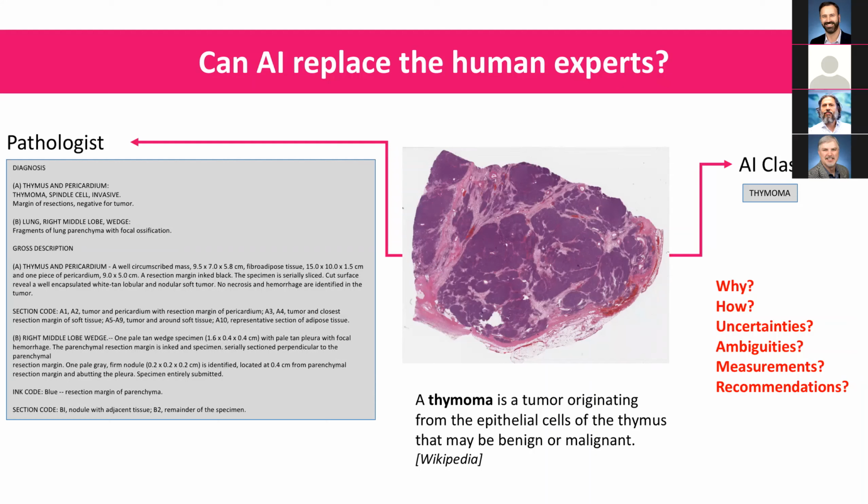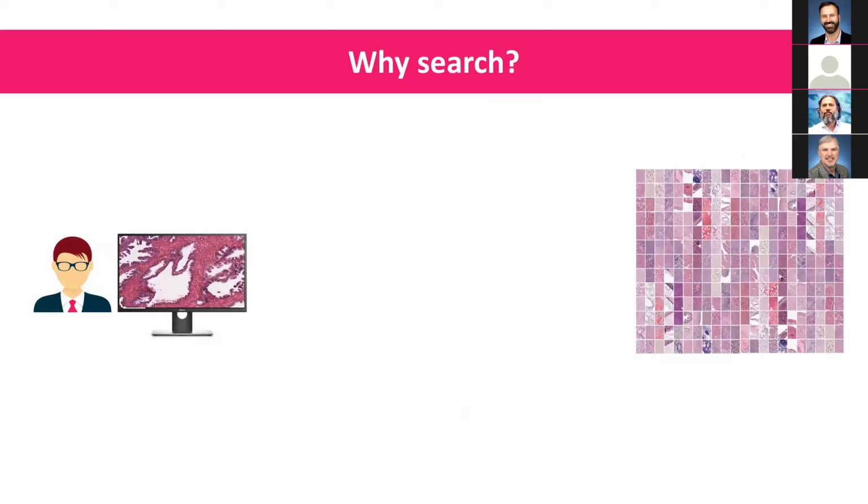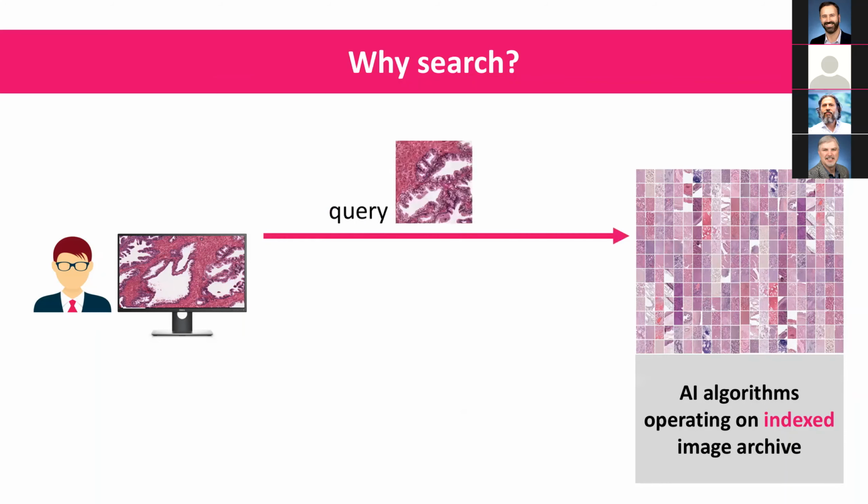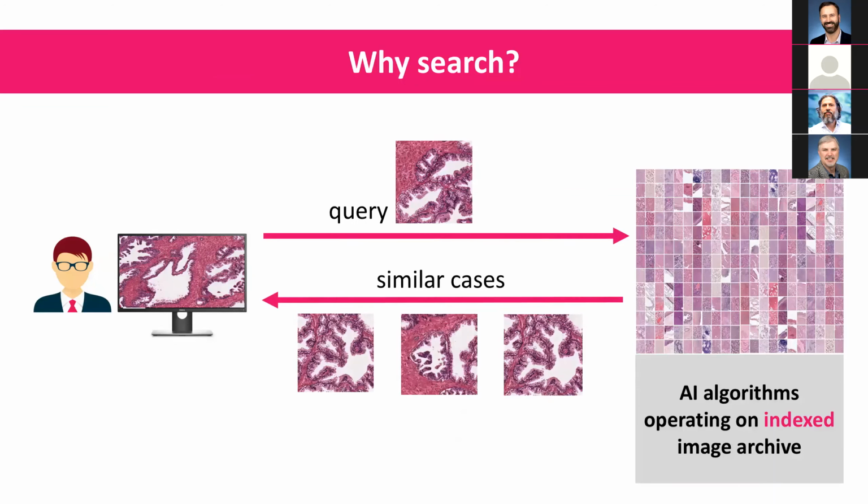So the category of classifiers, in spite of their power and robustness for making accurate decisions, cannot provide more information. So why search? Well, we usually have an archive that is being searched with an AI algorithm. This archive has been indexed, and then we can send query images and ask for similar cases, and we can get as many similar cases as the size of the repository allows.